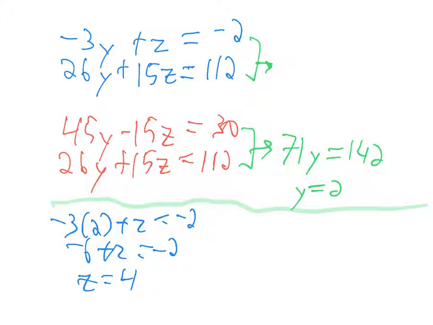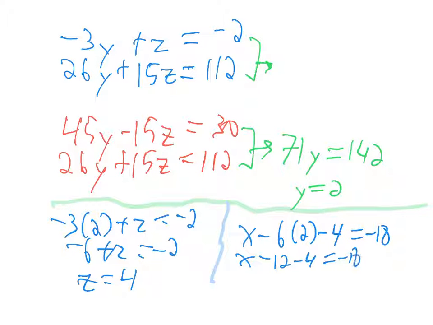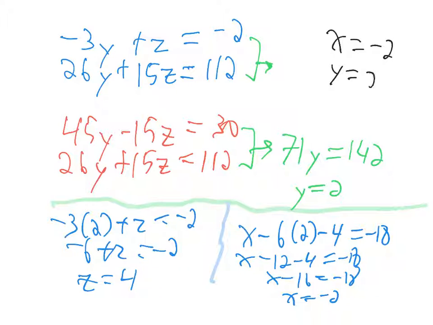And then likewise, I'm going to take the third of the original set of equations and say x minus 6 times 2 minus 4 is minus 18. Or x minus 12 minus 4 is minus 18, or x minus 16 is minus 18, or x equals minus 2. And this tells us that we have the following for our final solution: x is minus 2, y is plus 2, and z is 4. And that's really all there is to it.